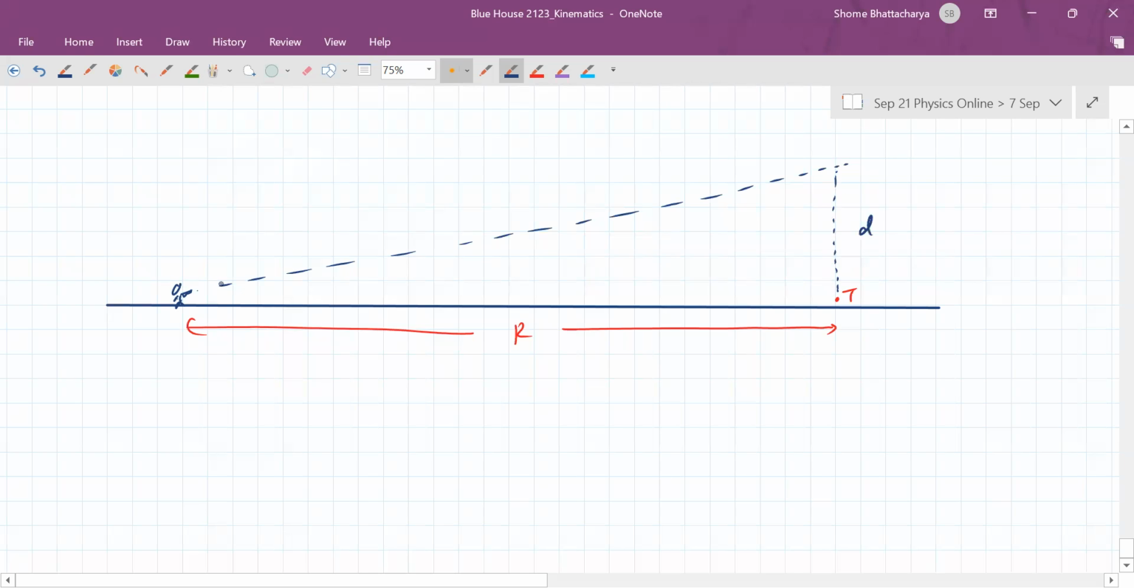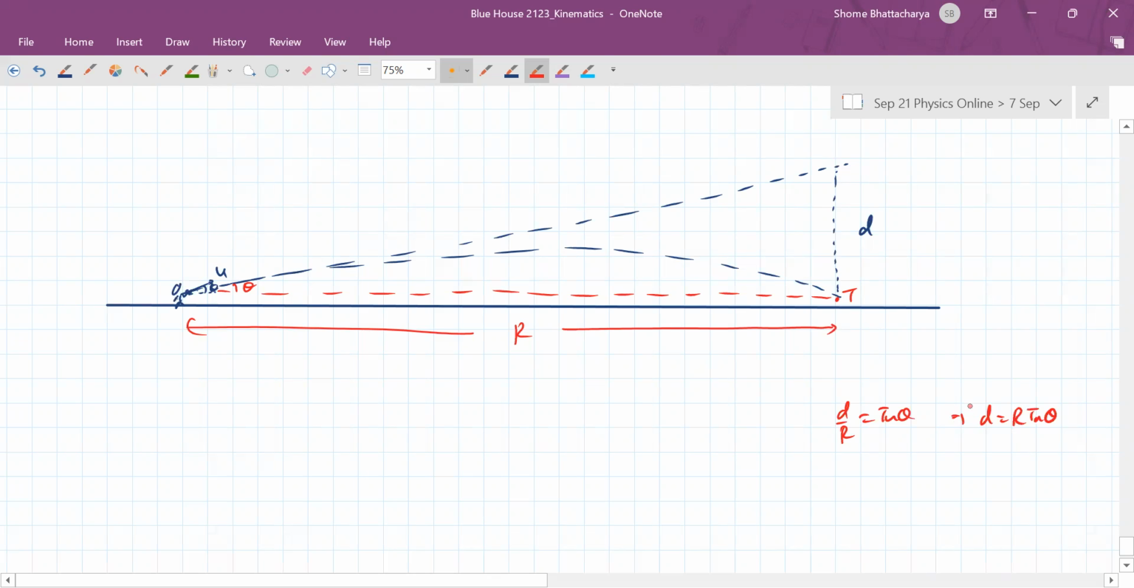Let's take that distance as D, so that when you fire the bullet, because of gravity, the bullet's path is like this and it hits the target. I basically want to find that D. It's all about trigonometry, as you can see. If I can find this angle of projection, then D by R is equal to tan theta, so D will become R tan theta. That's how much higher you have to aim. This angle is actually very small, so we can also use the small angle approximation.